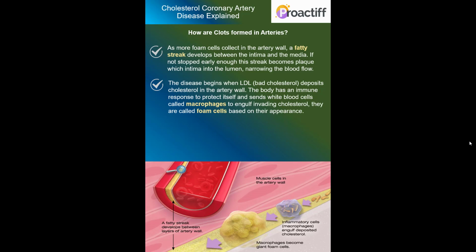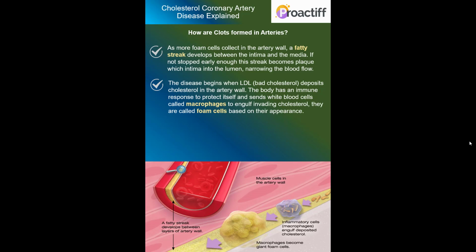Now, how are clots formed in the arteries? Let's understand this aspect. As more of the foam cells collect in the artery wall as a fatty streak initially, over time it develops between the intima and the media, as you can see. And basically, it's around the inner walls of the arteries.